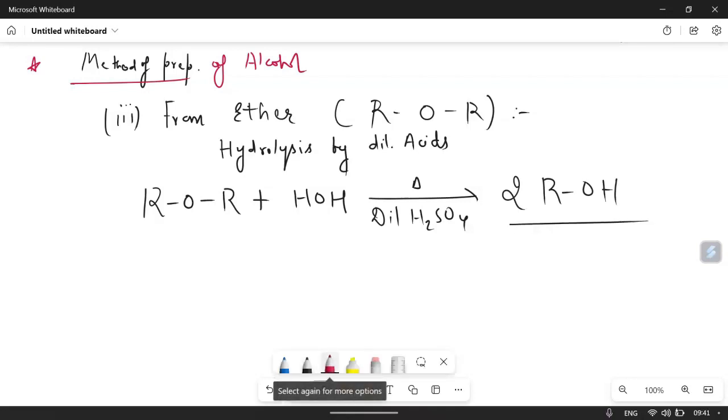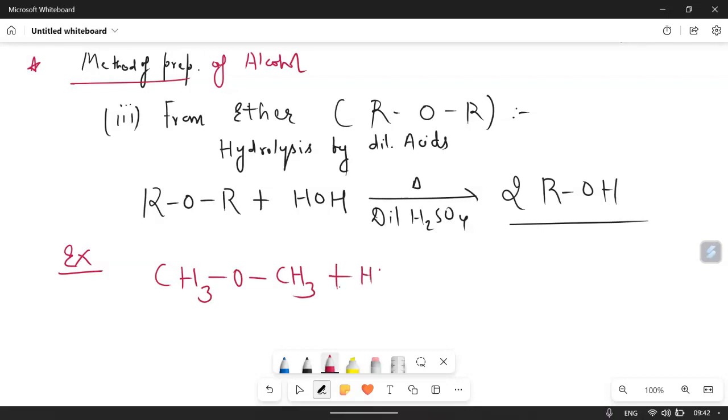Let's discuss the example of it. This is the general reaction. Now the example is dimethyl ether, CH3OCH3, added with water. Hydrolysis we have to do in the presence of dilute H2SO4, heat it up. Dilute H2SO4, DIL means dilute. It will form 2 moles of methanol.